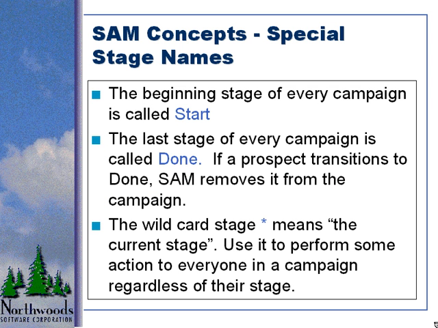There are some special stage names. The beginning of every campaign is called start. The last stage of a campaign is done. If a prospect or contact transitions into the done stage, then SAM will remove it from that campaign. That's a definition of what it means to move into done. We also have a wildcard stage, which means you can schedule this transition to happen no matter what stage the contact is in. Goldmine has these, and they're called preemptive, which we just learned the other day. We thought we had invented these. Turns out Goldmine also had them.